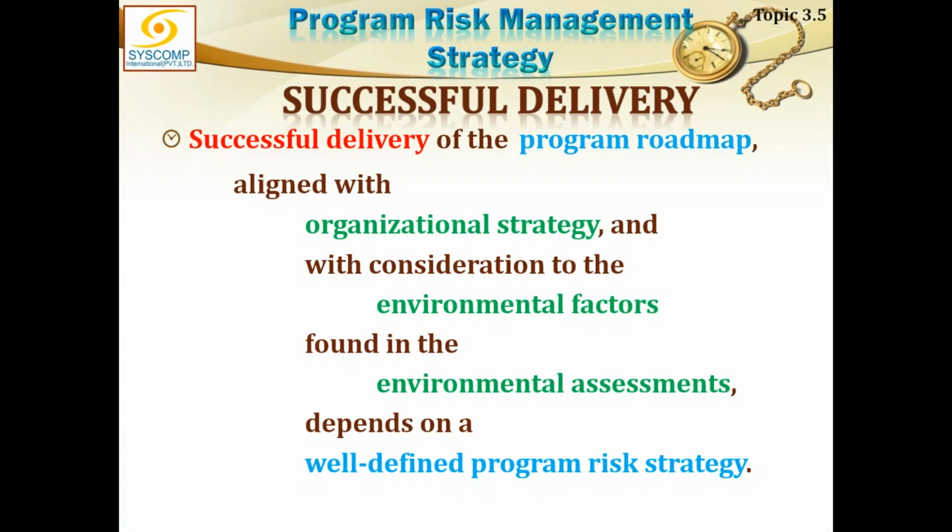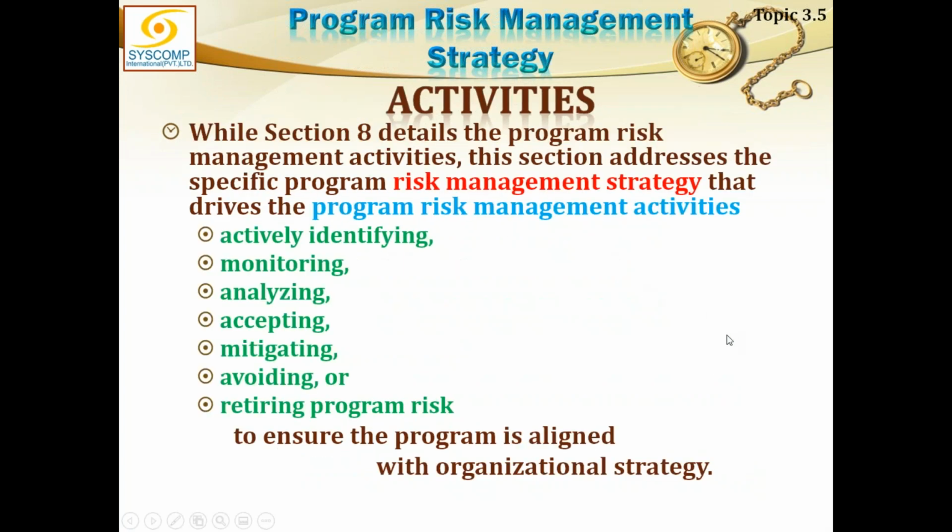The roadmap we had created according to the organizational strategy, using the environmental factors found in the environmental assessment, depends on one thing, and that is the well-defined program risk strategy. So this is why this heading is the last heading in this chapter, and everything is culminating into a risk management strategy. So what do we do here?